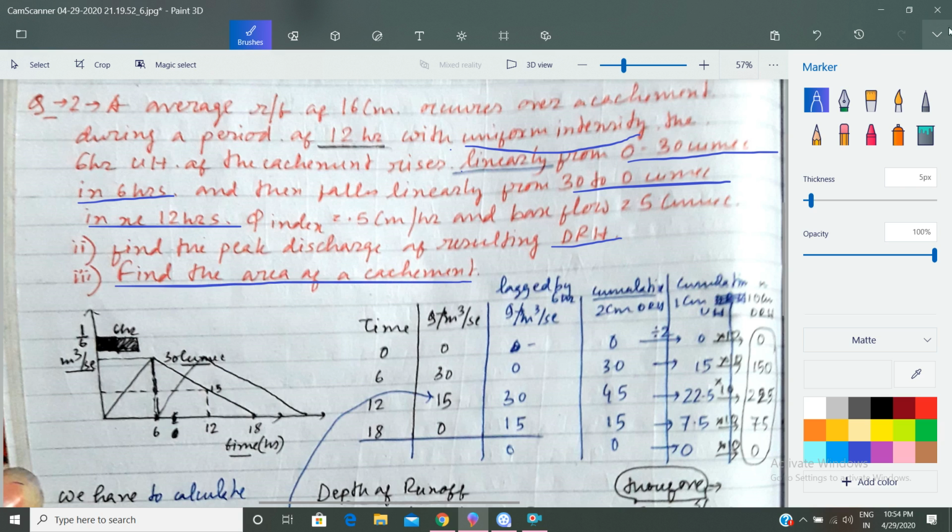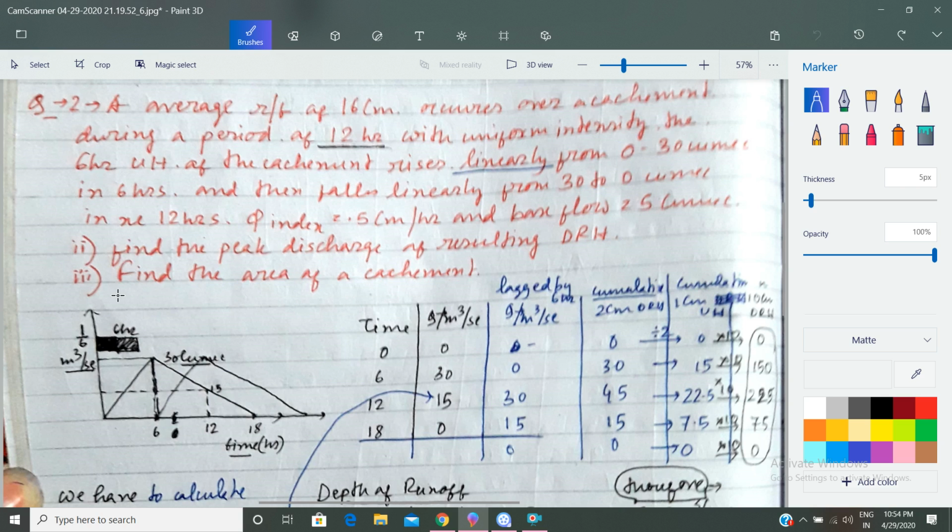Okay, so how to do? Let's start. What we are required to do: find the peak discharge of the resulting DRH, direct runoff hydrograph. And what is given to us? A 6-hour unit hydrograph of the catchment, which rises linearly from 0 to 30 cumecs. I have drawn it here. This is a graph of discharge versus time. This is the unit hydrograph. So 6-hour duration precipitation occurred here.